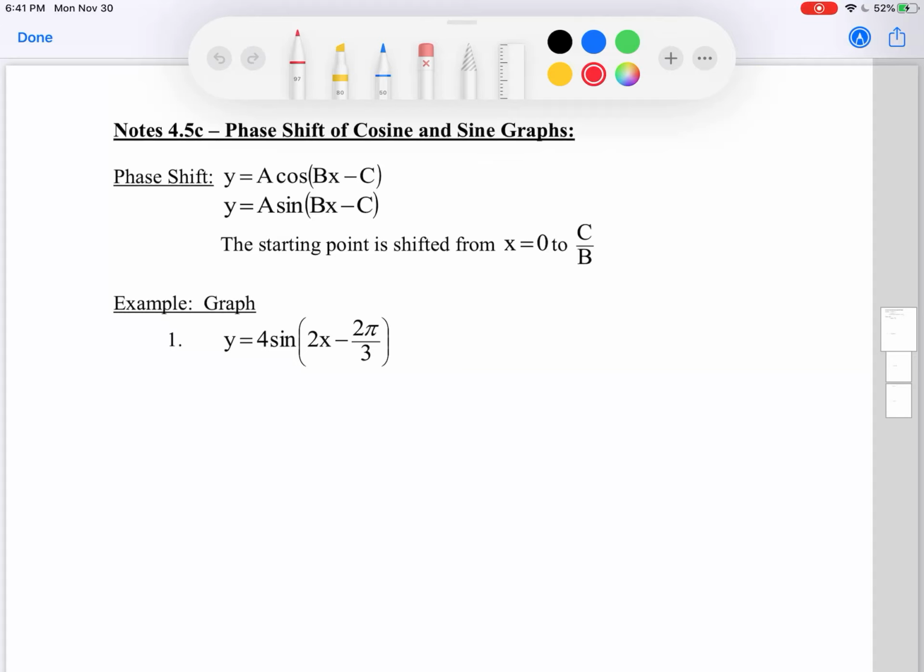Before we get started, we have this new function. It's very similar to last class, except now we're introducing the letter C. And what I want to point out is that notice B is inside of that parentheses. Last time we didn't have a B inside of the parentheses, and I want to keep it that way. So to get started, we need to first factor out our B.